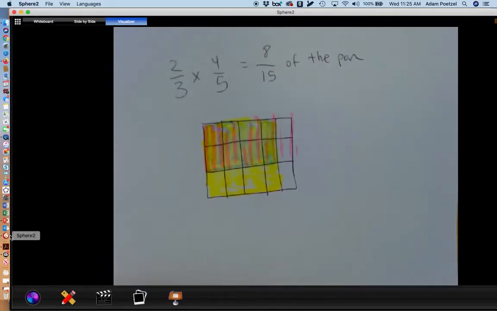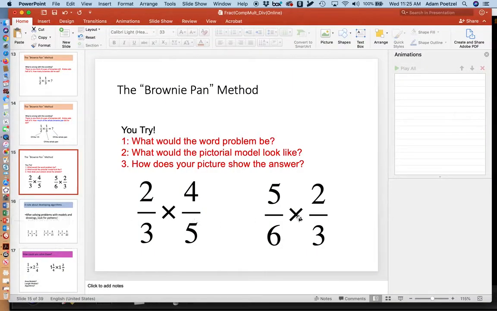All right, so for you, why don't you take a moment, and why don't you try the second one? Why don't you pause the video and draw out the second one and see if you can get a good word problem and a good visual to go along with that one, okay?